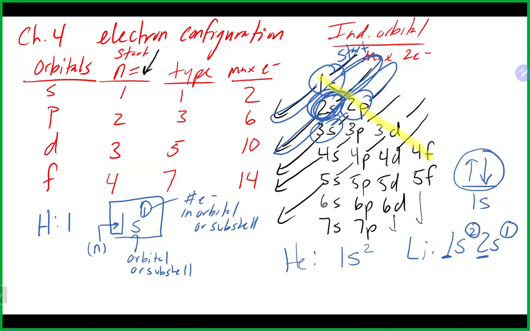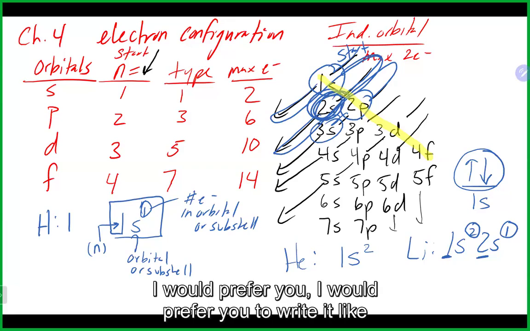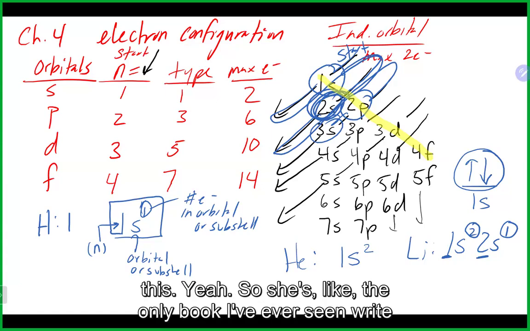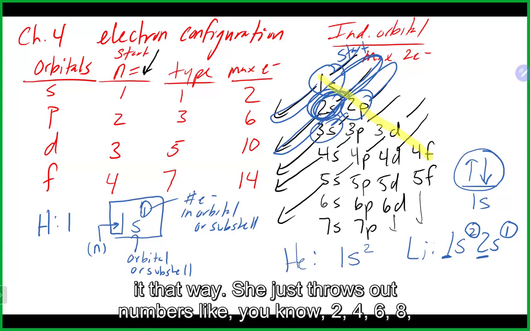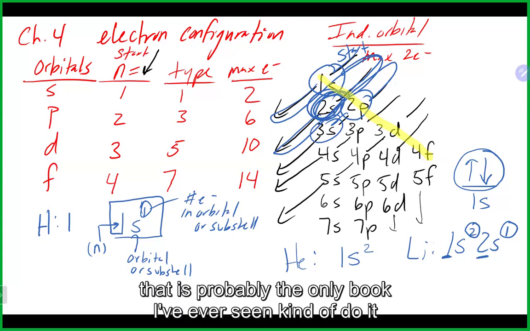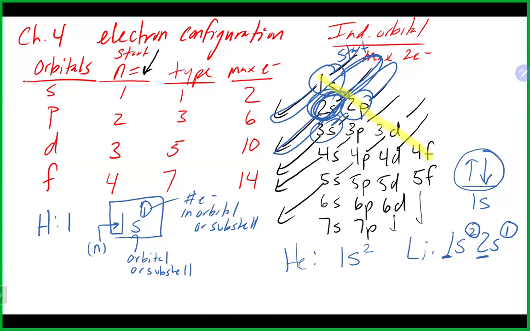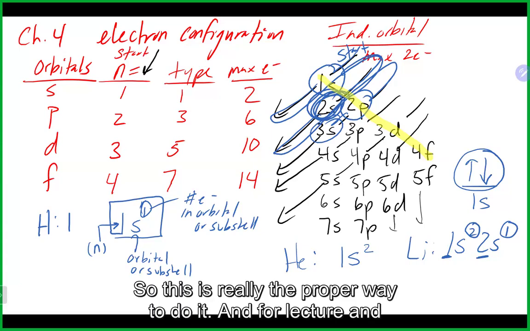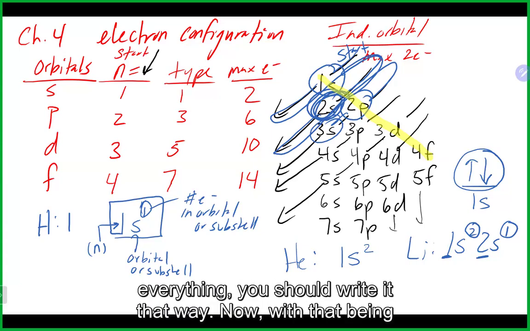Yes, sir. I would prefer you to write it like this. Yeah, she's the only book I've ever seen write it that way. She just throws out numbers like 2, 4, 6, 8, who do we appreciate, kind of deal. It's probably the only book I've ever seen do it that way. So this is really the proper way to do it, and for lecture and everything, you should write it that way.